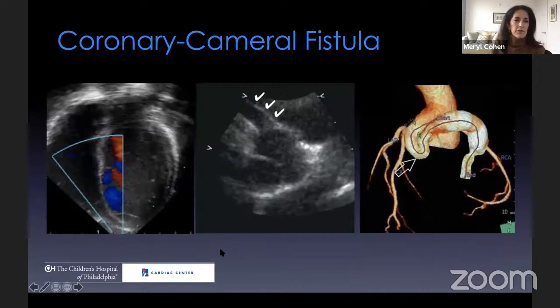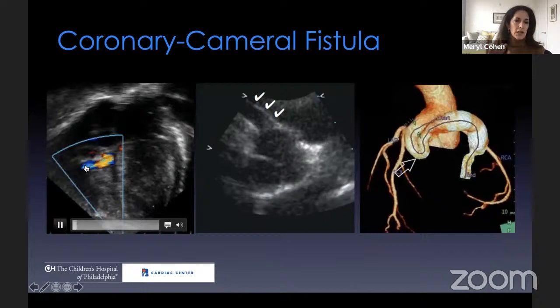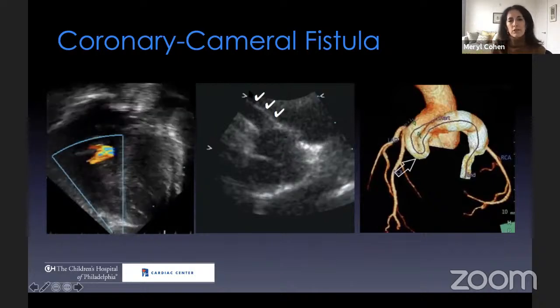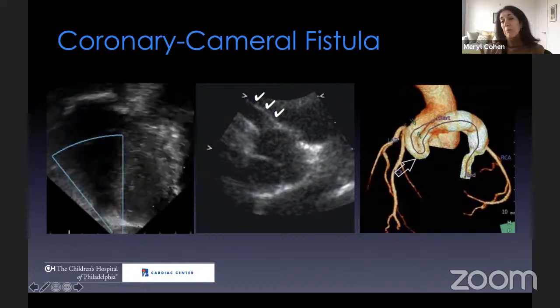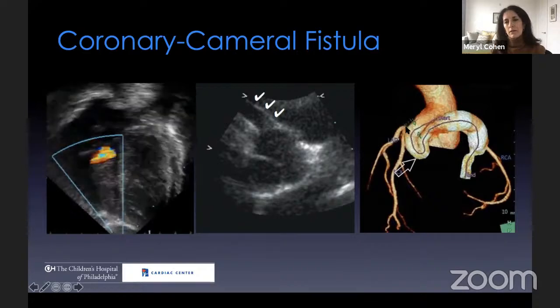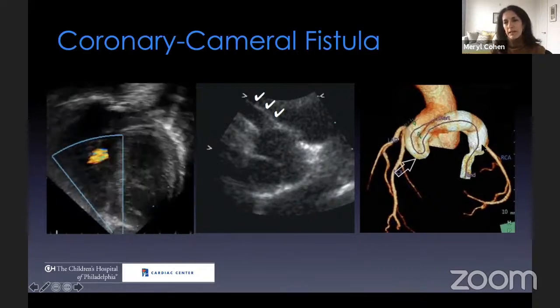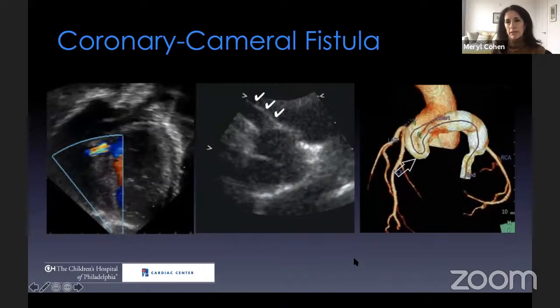And here's an apical four-chamber view where you see this increased color signal suggesting that there is a fistulous connection somewhere. And the highlighted feature is dilation of that coronary artery. And just to show you how big they can get, this is a large fistula off the aorta, a fairly complicated one as it makes its connection, and the rest of the coronary artery looks completely normal.